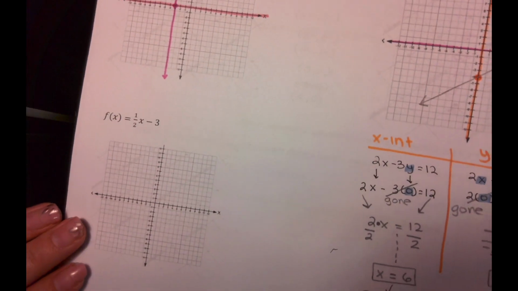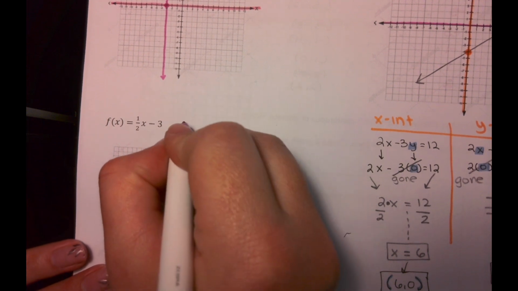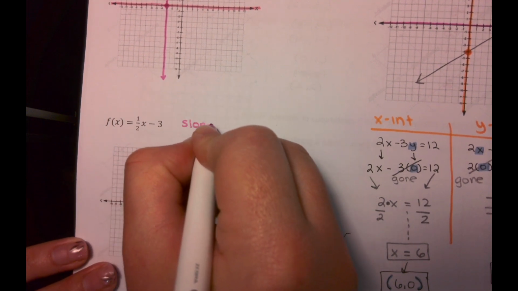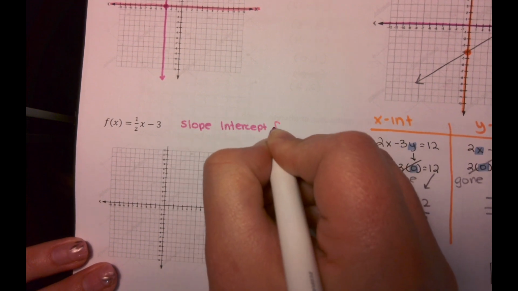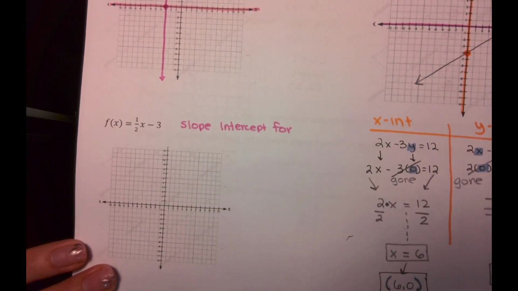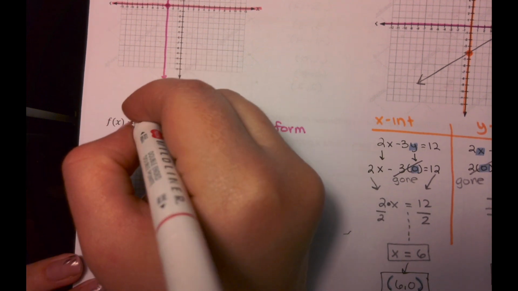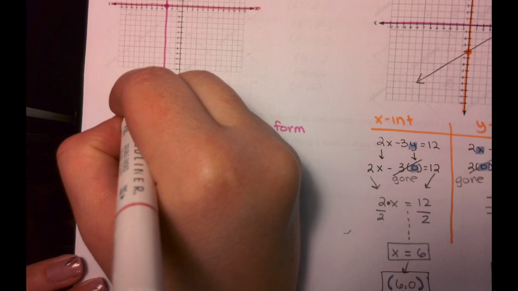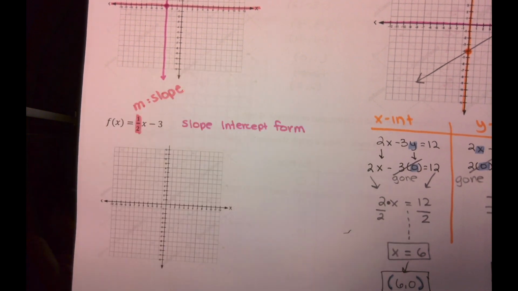Moving forward to the next one, this right here, again, you have to memorize your formats to know what you're doing. This is slope-intercept form. So slope-intercept, just like it's called, gives you the slope, which is this number here. This is your M, your slope. And then it gives you your y-intercept.